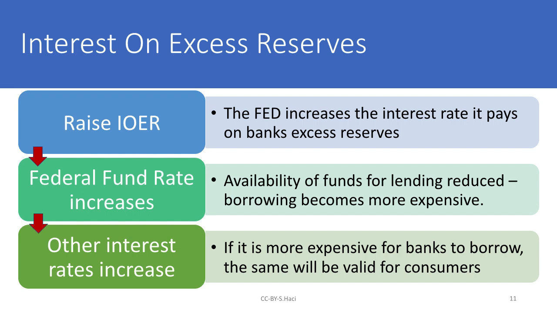And it would also, as a result, push other interest rates higher. If it becomes more expensive for banks to borrow, then it also becomes more expensive for their customers to borrow money from them. And that's how the Fed influences the interest rate. If they were to lower the interest rate on excess reserves, then there would be more money available for lending from banks. Federal fund rate would likely decrease and other interest rates would also decrease.